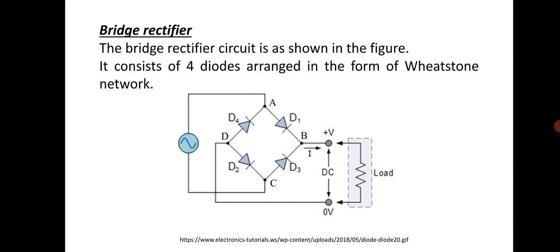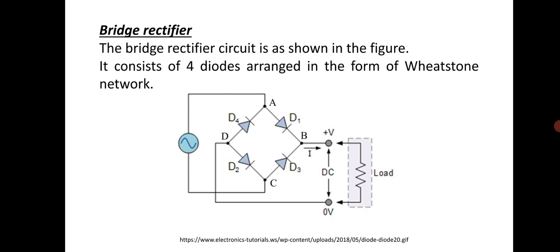In this way, during the positive half cycle, the current flows from point A through the diode D1 to point B, then through the load resistance, it comes to point D. From D, it goes through diode D2 to point C, and from point C, it comes back to the input of that rectifier. Now let us see what happens during the negative half cycle. During the negative half cycle, A becomes negative and C becomes positive.